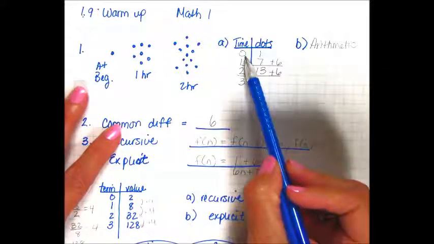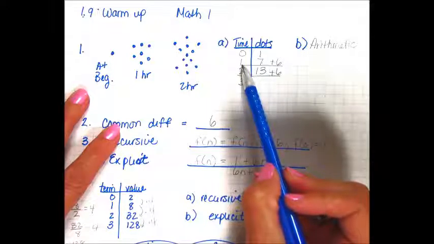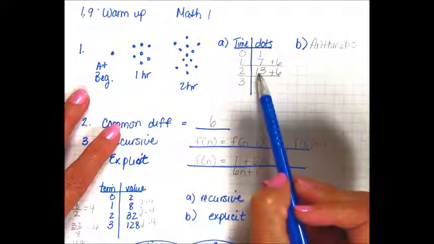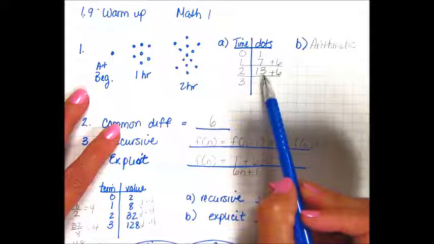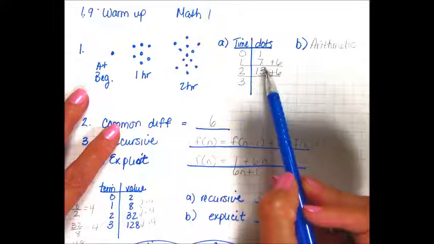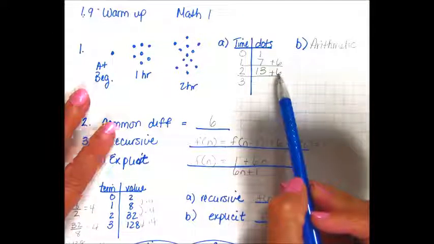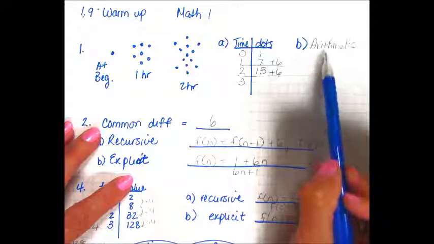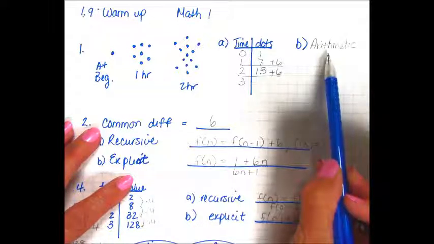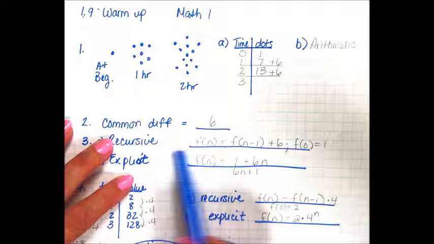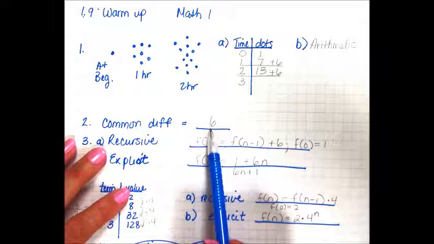So we have at 0 time, there's 1 dot. At 1 hour, there's 7 dots. At 2, there's 13. You were to look for a pattern. How do we get from 1 to 7 and then from 7 to 13? Yes, we go ahead and we add 6. When you're adding the same number every time, that is an arithmetic sequence. That same number that you are adding is called the common difference. So the answer there is 6.